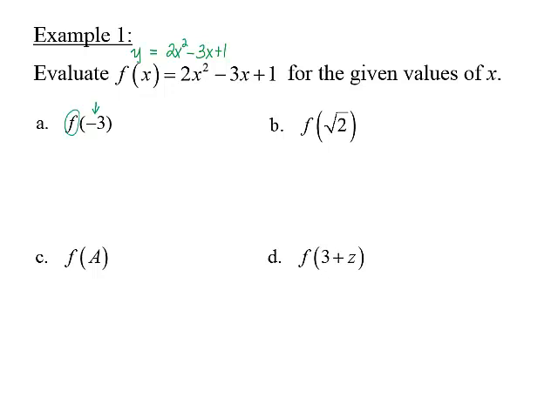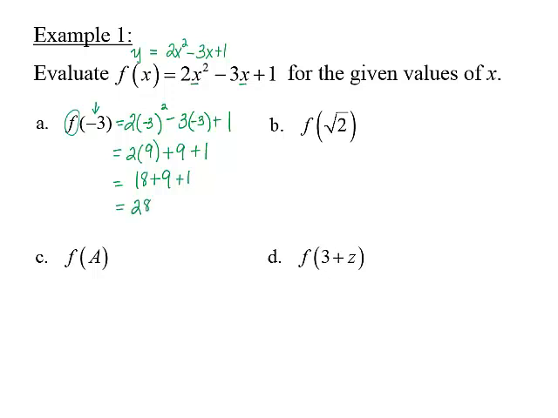What I like to do when I evaluate a function is replace the variable in the original function with parentheses. We write then 2 parentheses squared minus 3 parentheses plus 1, and now we will input that specific value of x, which in this case is negative 3. Then we simplify to get 2 times negative 3 squared, or 9, minus 3 times negative 3 is plus 9, plus 1. This is 18 plus 9 plus 1, or 28.